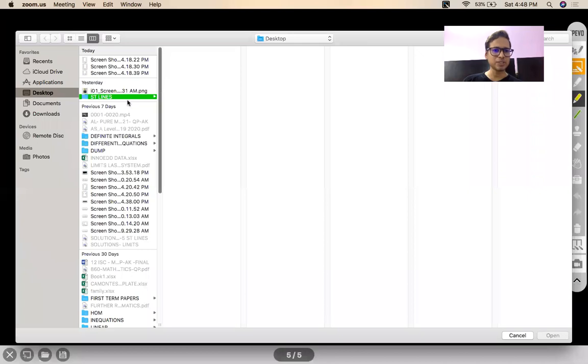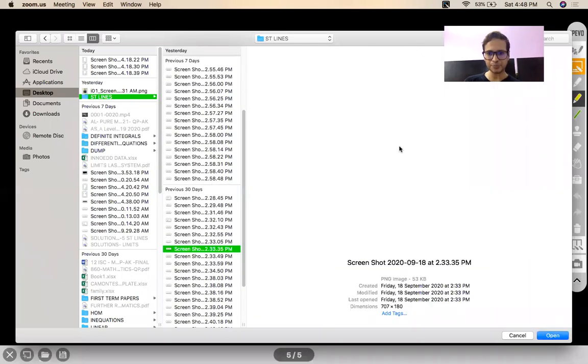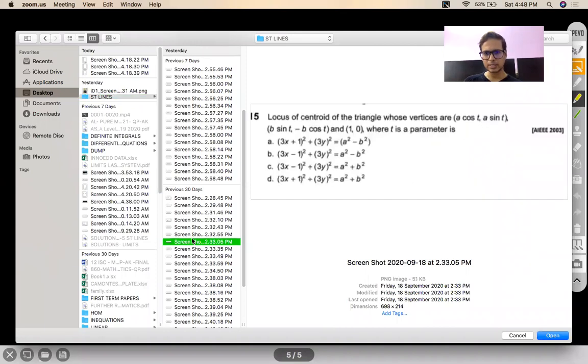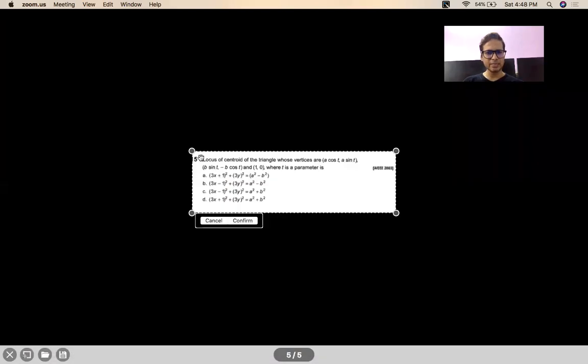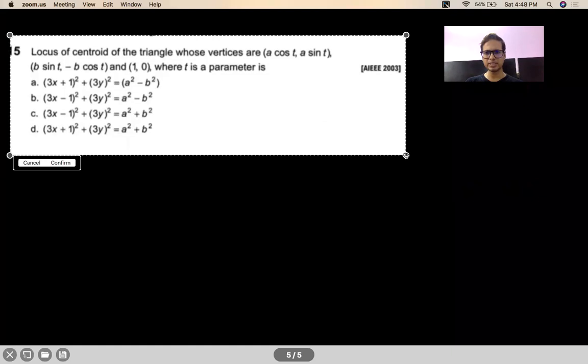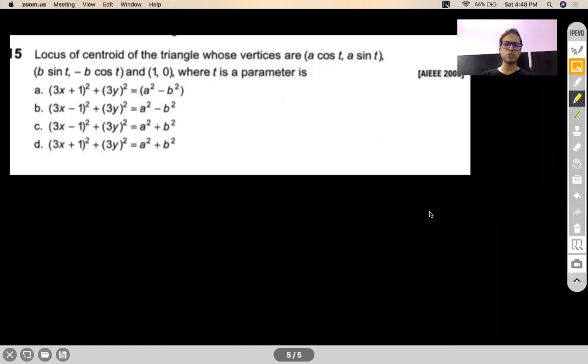So let us take some questions. Let us understand this locus criteria in more detail. So let's have this question, a very beautiful question. It came in AIEEE 2003. Read the question carefully. The question says, locus of centroid of a triangle whose vertices are given to you, where t is a parameter. Thankfully, they have given that there is a parameter involved.